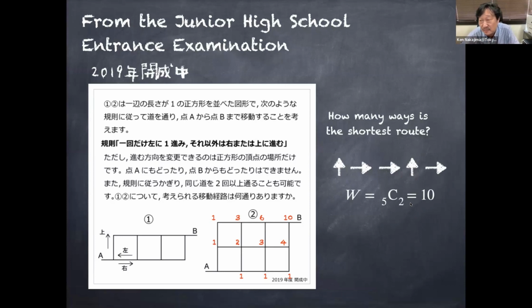Everyone can solve this problem, but because this is a high level junior high school, in this problem this rule was imposed. We have to take one step to the left. Otherwise, to the right or up. Once you add this single left step, the problem level gets very, very high, so difficult. So think about how to solve it. We don't have time for waiting for you.